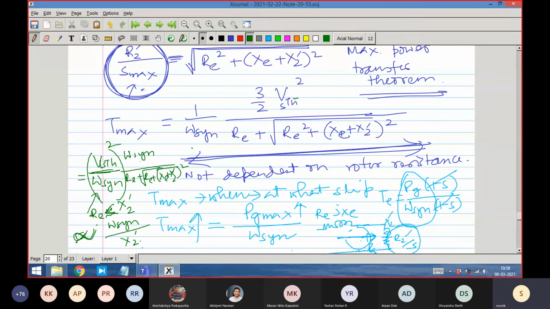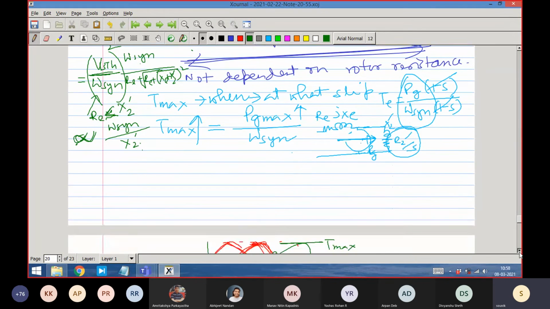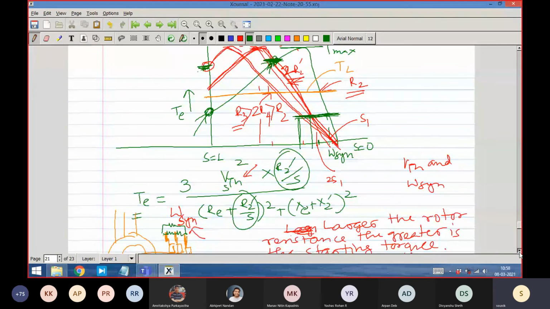Is that okay? I am saying yes, I am changing. Okay, I'm clarifying it again. Let us take the first simple case. The simple case is we are changing the stator frequency. Let's go back to that interpretation first.